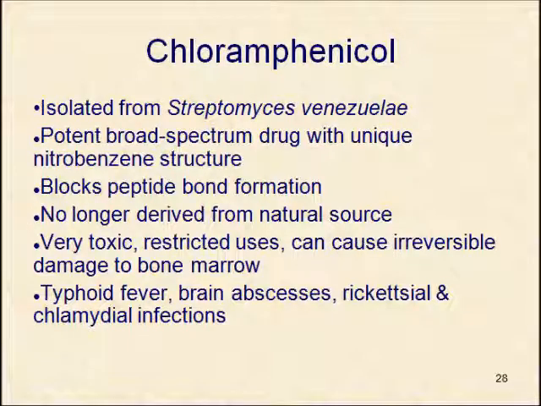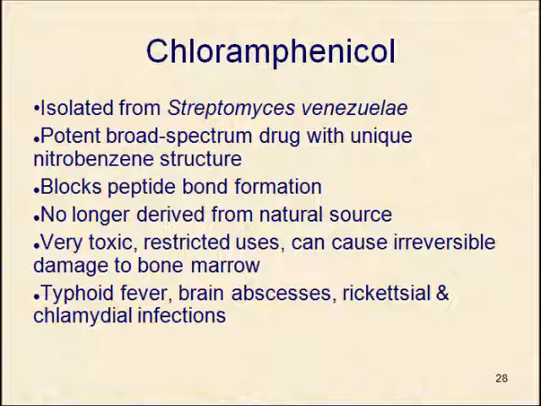Another drug, chloramphenicol, which is isolated from the Streptomyces venezuelae. Potent broad-spectrum drug with kind of a unique nitrobenzene structure. Not going to worry so much about nitrobenzene, but you should know that chloramphenicol blocks peptide bond formation, so it interferes with protein formation. It's not derived from natural sources. We can make this stuff in the lab, but it is very toxic. So there are limited uses, very restricted uses.